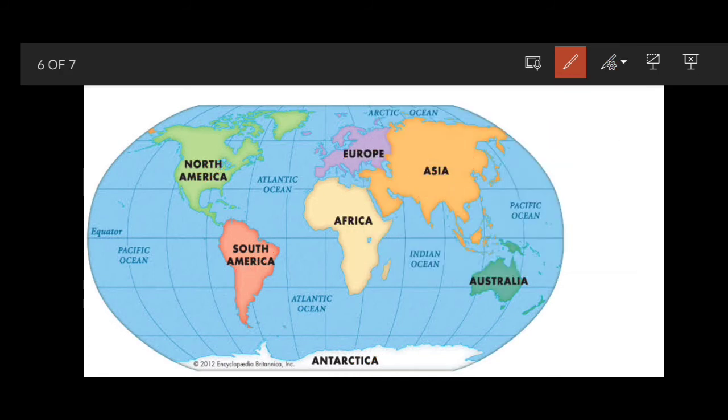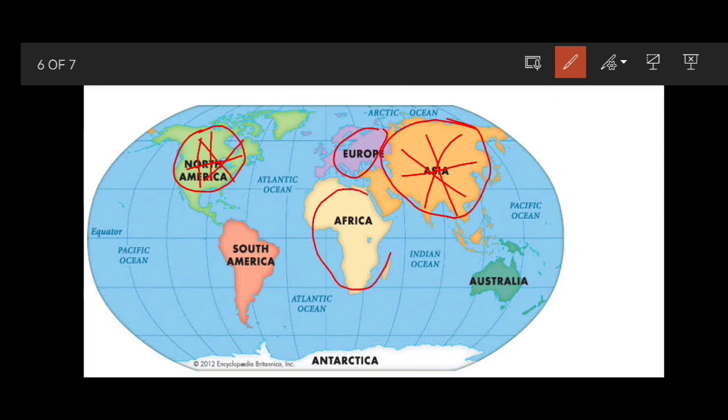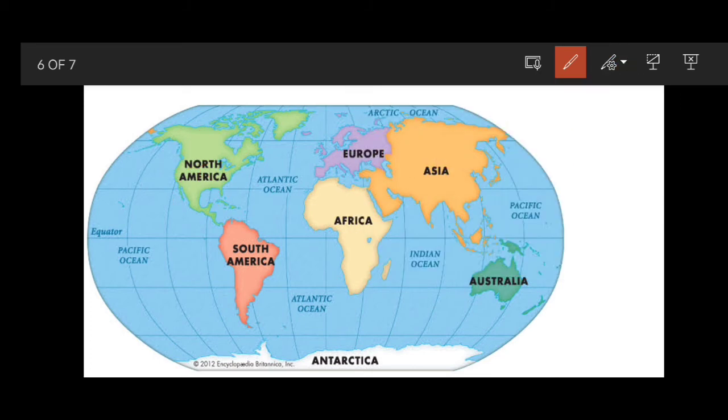So, each continent has many countries. We will get many countries in each and every continent. In Asia we will get many countries. In Africa there are many countries. Under the North American continent there are many countries. So each continent has many countries.